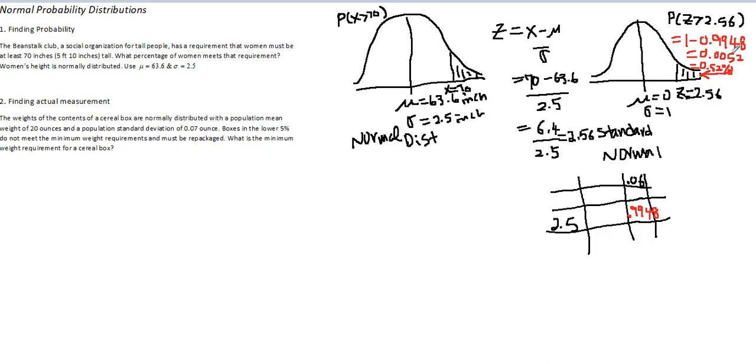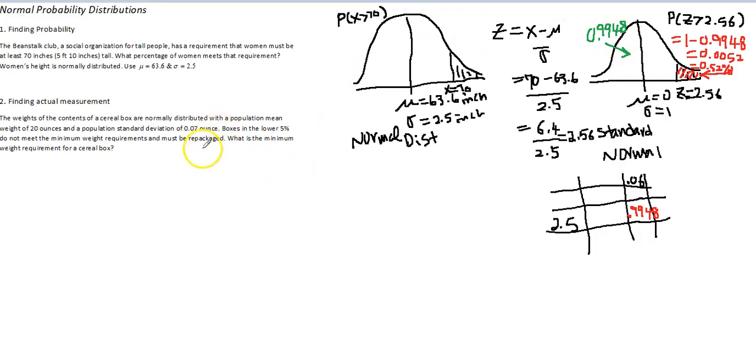Now, the one thing we have to be careful about is that we are finding area to the right. If that's the case, whatever probability you find from the table must be subtracted from 1, because the table value is representing this area right here. So this area here is 0.9948, but that's not the area you want. You want the shaded area, so you have to subtract that from 1. Okay, so that was the finding probability.